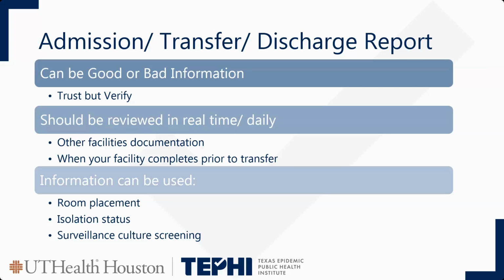It's broad information. They have an MDRO, but they don't say if it's active or past, and we don't know the source. But from this information we're at least able to decide, hey, they need a single room placement because this is reported to us. We should put them on isolation status until more information can be gained, and then let's order some cultures right away so that we can get some answers to our questions.